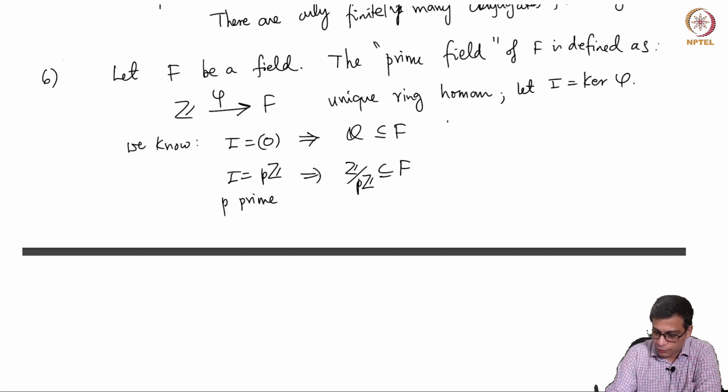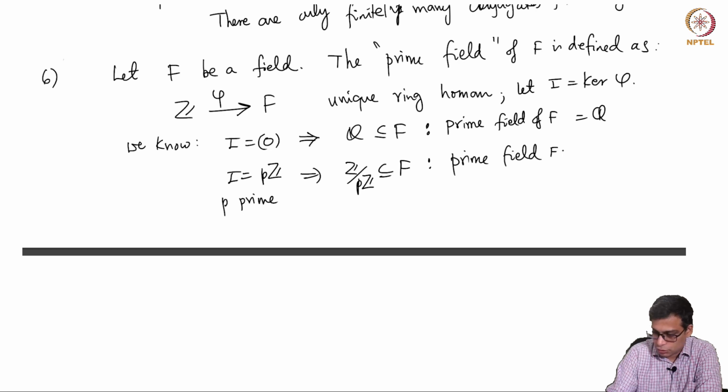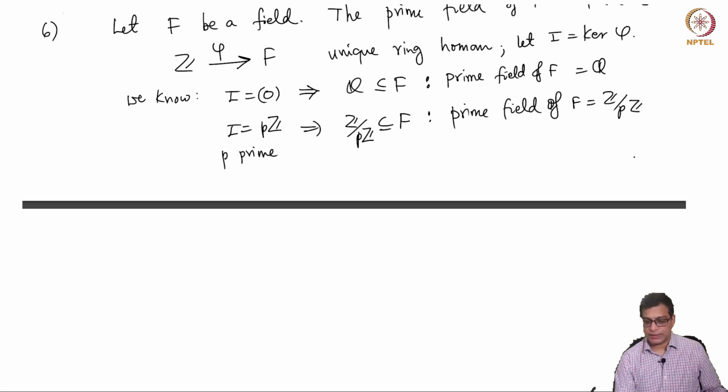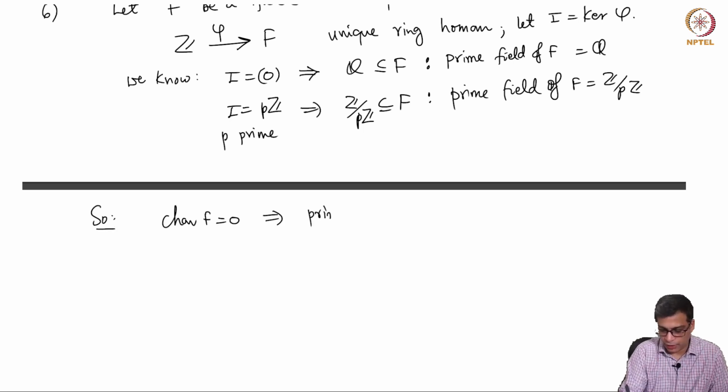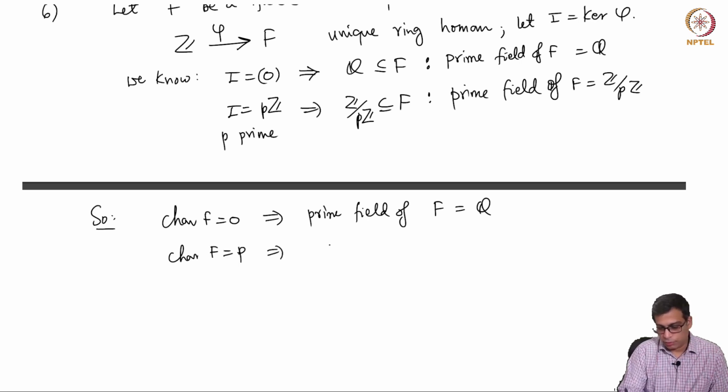So the prime field of F here is Q in this case, and in this case the prime field of F is Z mod pZ. As you can easily see, this is all easy. I am not yet writing the exercise. So basically what I am saying is that if the characteristic of F is 0, the prime field of F is Q. If the characteristic of F is p, the prime field of F is Z mod pZ.